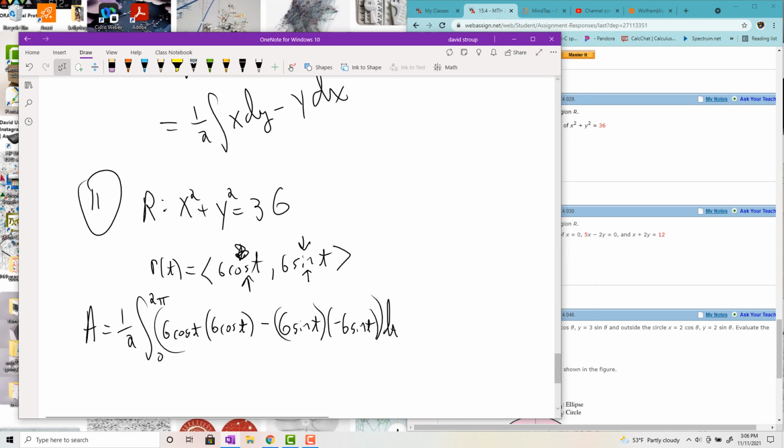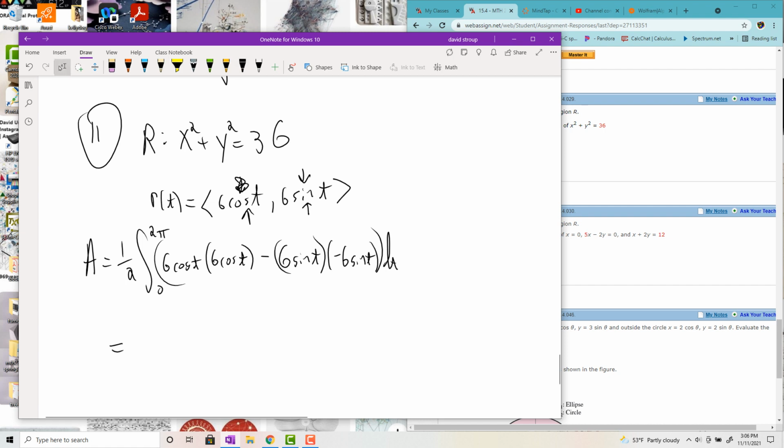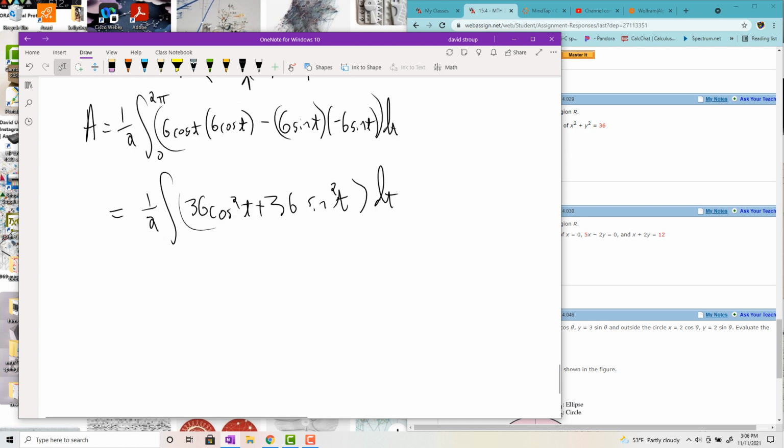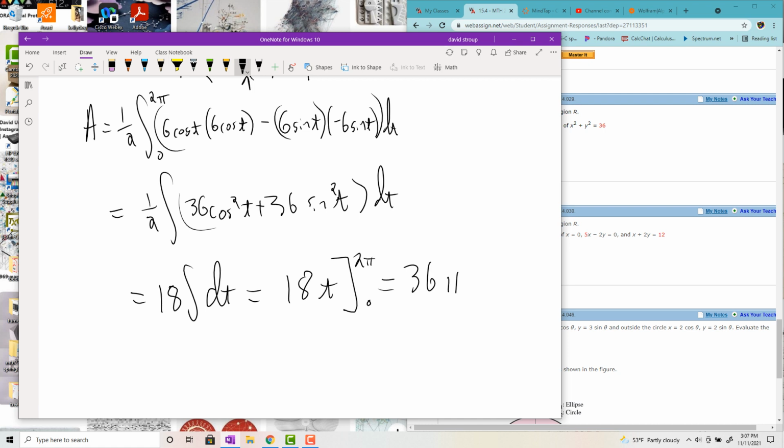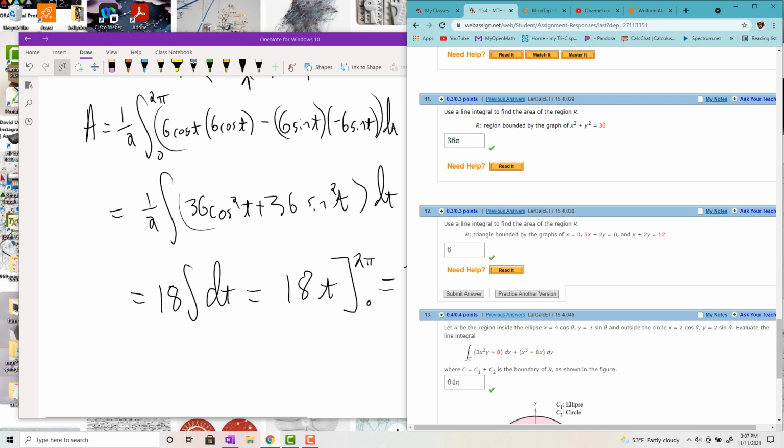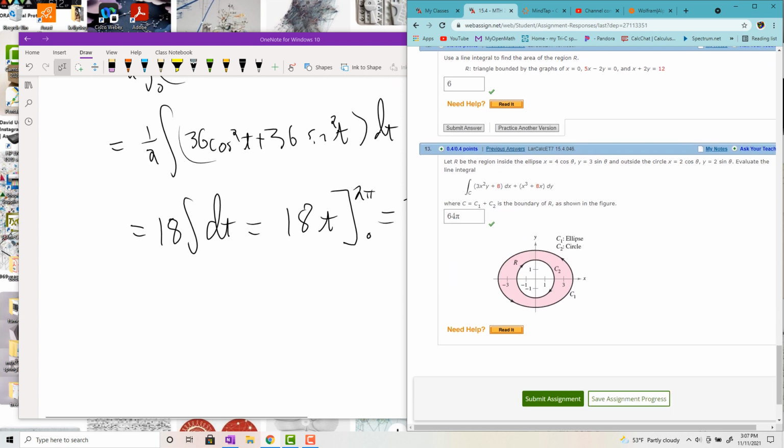It's more of a parlor trick at this point. But anyways, you have 1/2. This will be 36 cosine squared t plus 36 sine squared t dt. You can factor out the 36. Cosine squared plus sine squared is 1. So you're just getting 18 integral of dt. So that'd be 18t evaluated from 0 to 2 pi, and that would give you 36 pi, which is what you would have got if you just used pi r squared, right?